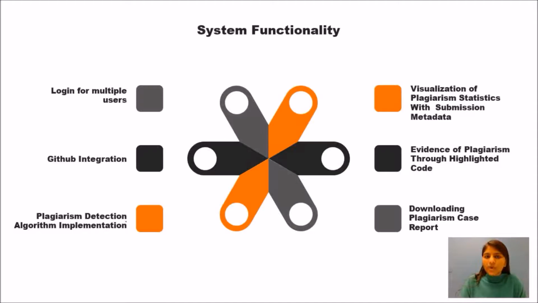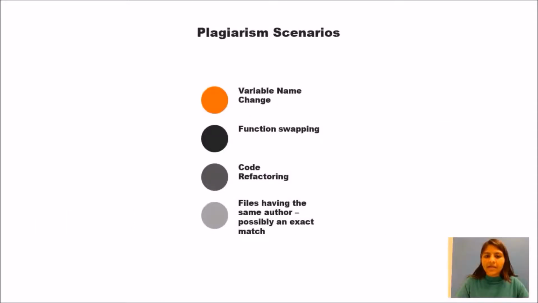We have also provided evidence of each plagiarism case by highlighting the common content in the files of each case. We are also letting the professor or TA download the plagiarism case report as a PDF file. We are implementing plagiarism detection in scenarios such as variable name change, function swapping, code refactoring, and files having the same author name, possibly an exact match.